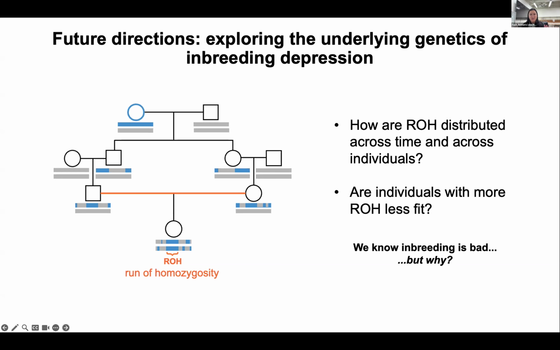And so my summary is that we're uniquely poised to answer this question. We know inbreeding is bad. We know inbreeding is bad in small populations under threat. But why is it bad? If we know this at the genetic level, maybe we can work backwards and make more informed conservation management decisions in the future. That's what I hope to do with this data set once it's made.